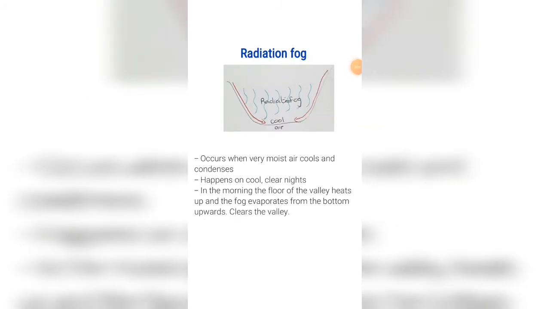Radiation fog. In the diagram, it shows radiation fog occurring inside a valley, but this is not necessarily always true. Radiation fog can occur anywhere, it is just thicker inside a valley. How does this occur? It occurs when very moist air cools down and condenses, and if the dew point temperature is above 0 degrees Celsius, the air condenses into water droplets instead of into ice. It happens on cool, clear nights.